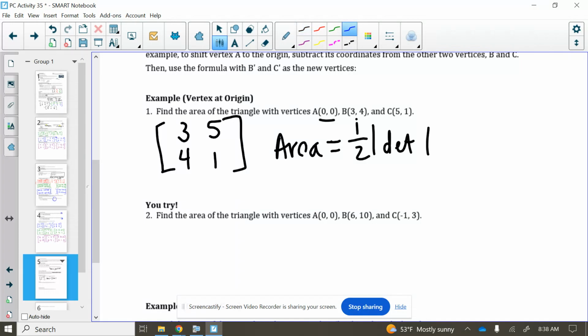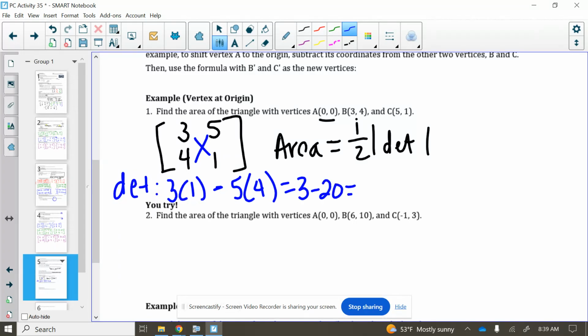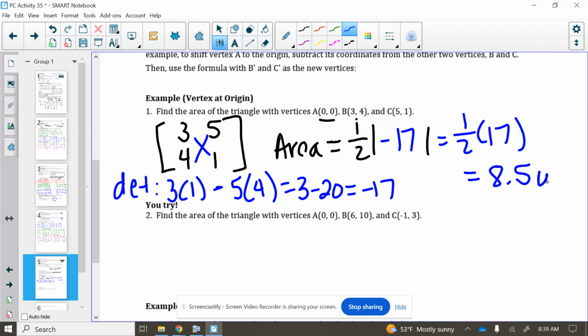So in this case, if we are looking for our determinant, we are going to take A times D minus B times C, so 5 times 4. So we end up with 3 minus 20. Our determinant is negative 17. But again, we are going to want the absolute value of that determinant value. So really we're going to be taking half of 17, which is 8.5. So in this case, 8.5 square units ends up being our final answer.